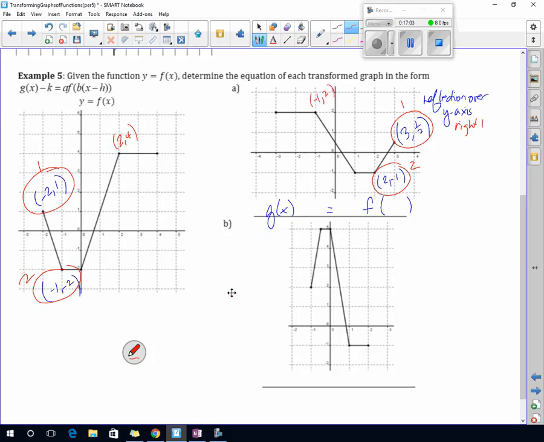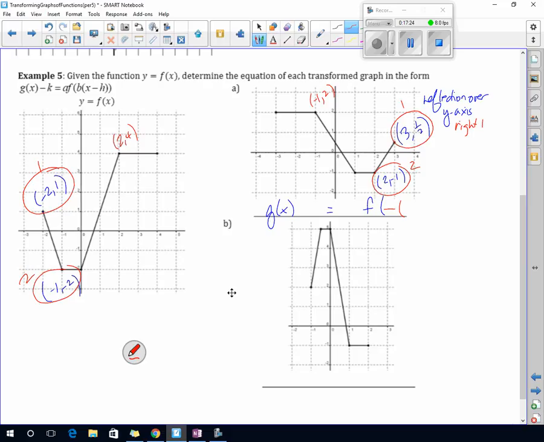How would I do that? I need some more room here, I think. Reflection over the y-axis is a negative a, but I'm not going to write an a. It's like a negative 1. And then I'm going right 1, so x minus 1. Okay, now I'm going to do the y. What happens to the y?